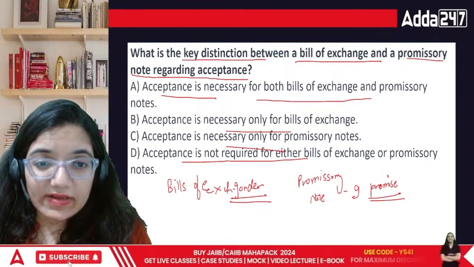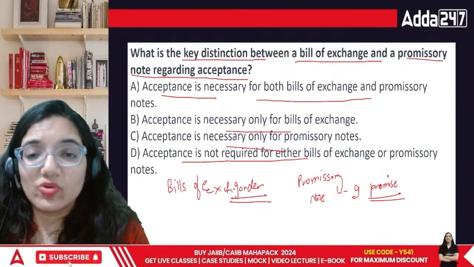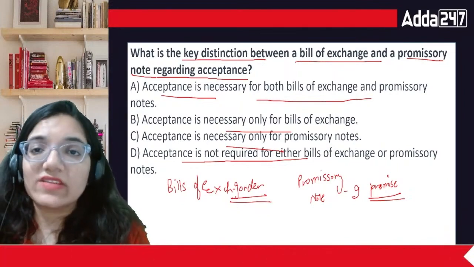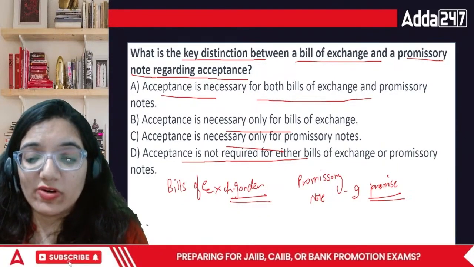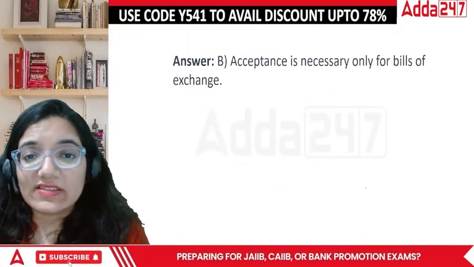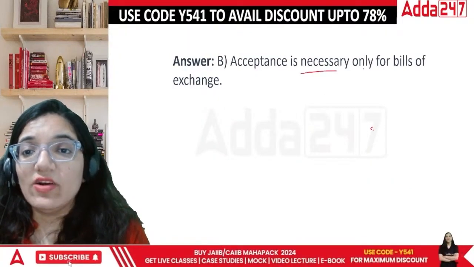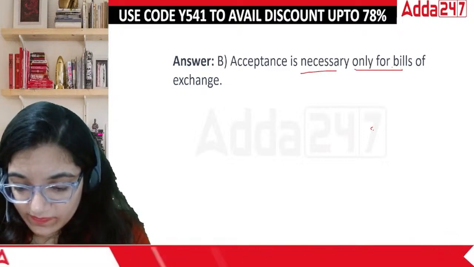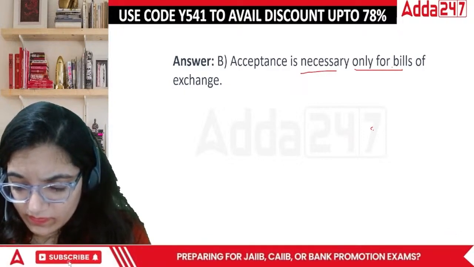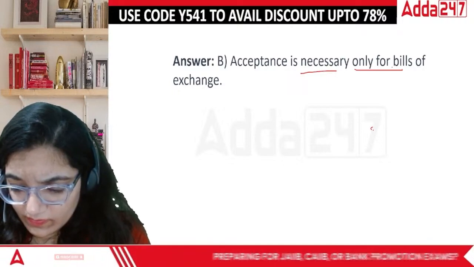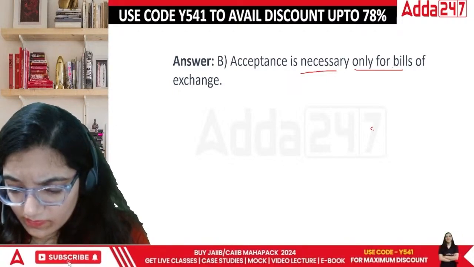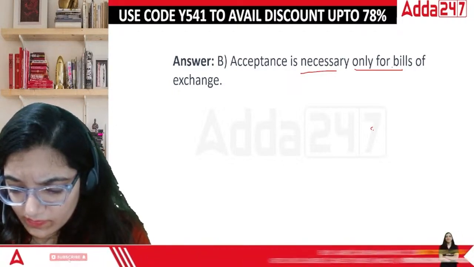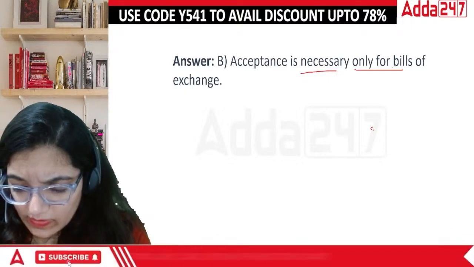So in this case, the correct answer would be that the bill of exchange has to be shown an acceptance. I am ordering you. You have to accept the order now. Only then the execution of the order can be done. So technically, the acceptance is necessary only for the bills of exchange.